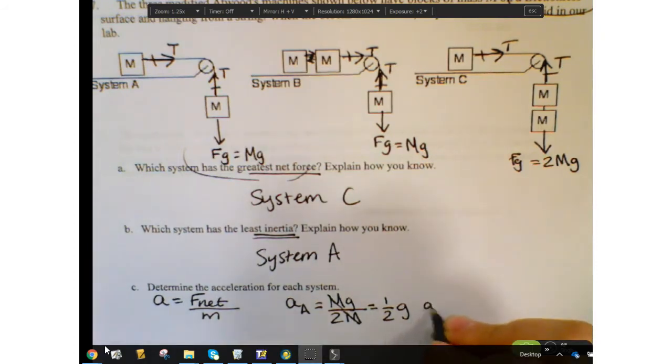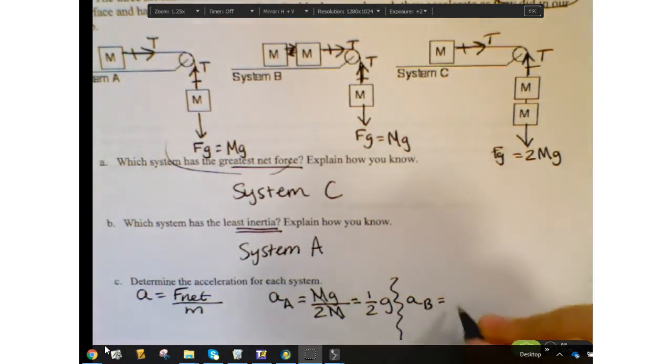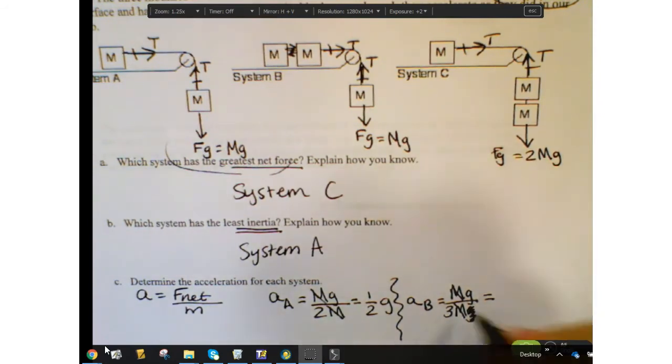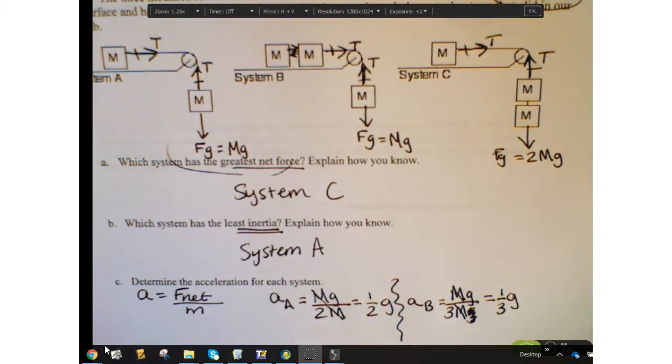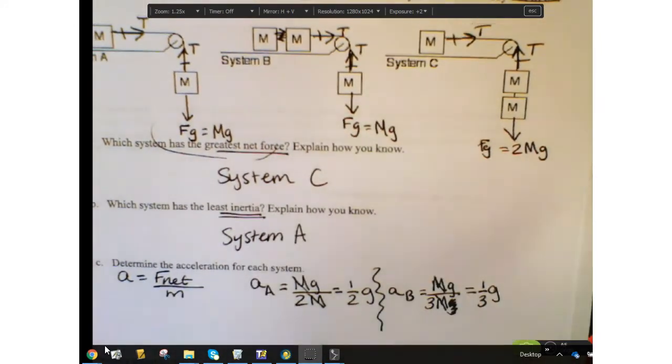The acceleration for B is going to be equal to the net force on B, which is mg again, and its mass is just 3m. The masses cancel, so it looks like the acceleration for B is 1/3 that of g. And we know g is that 9.8 meters per second squared, which represents the acceleration due to gravity.